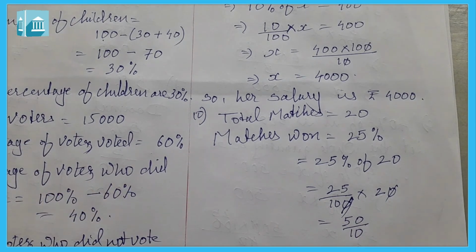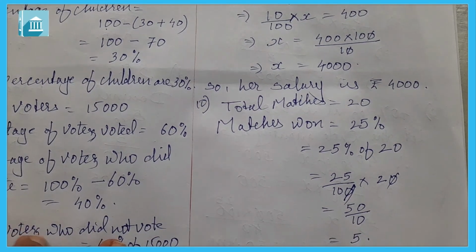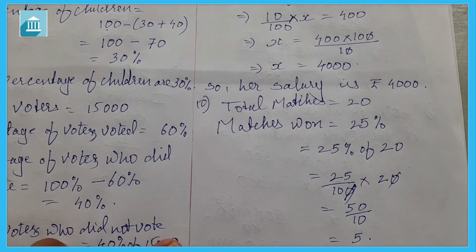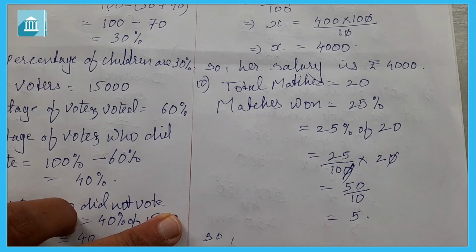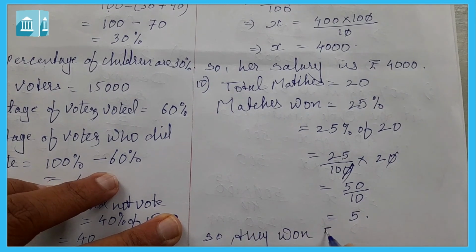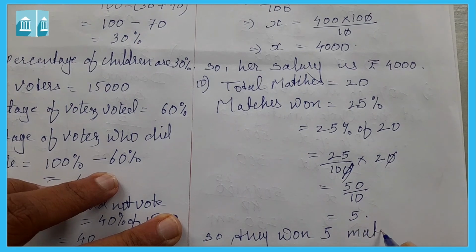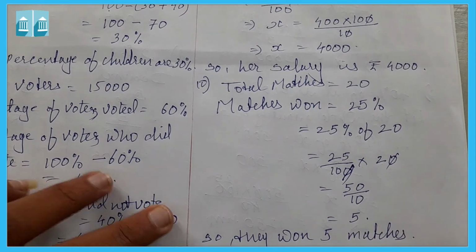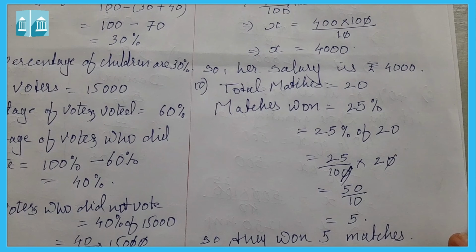So we can say that they won 5 matches. Out of 20, they won 5 matches, which is 25% of their total matches.